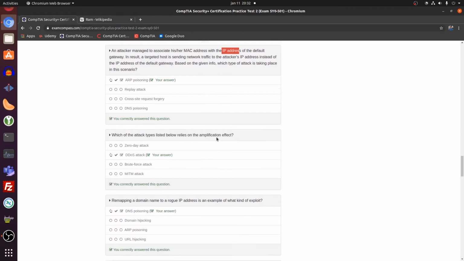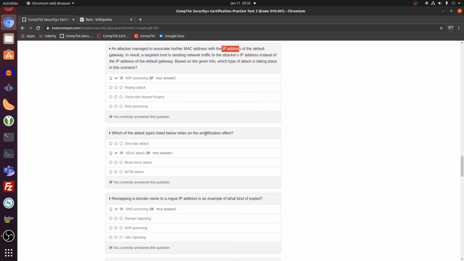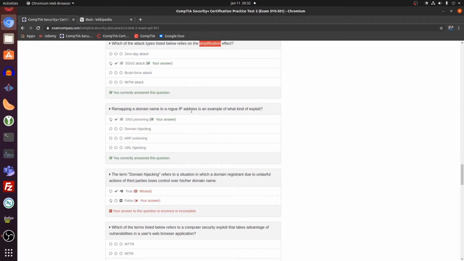Anyway, let's move on. Application DDoS was good. Almost did brute force, but brute force has to do with passwords, and this is an actual attack to overwhelm a target system. So they see here amplification. Okay, remapping, and yes, DNS poisoning because domain name, let's say examcompass.com, refers to a certain IP address, and that's DNS, the server's DNS, so DNS poisoning.